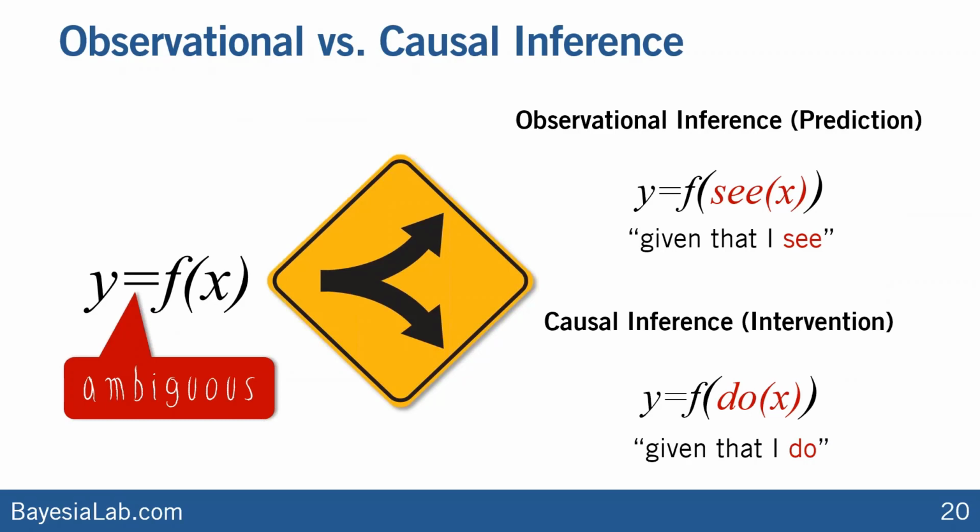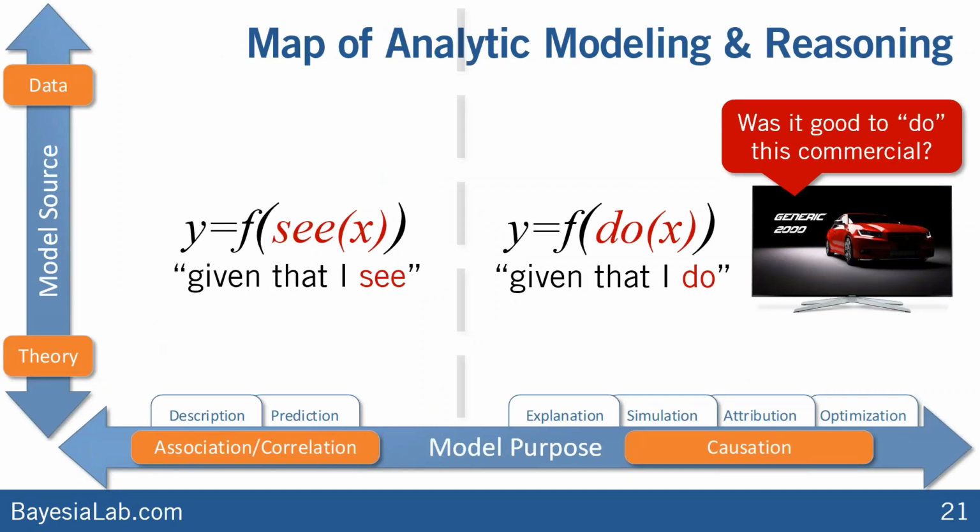It can refer to, given that we see, y as a function of us seeing a value of x that was assigned by nature. That is observational inference or prediction, which is totally different from us performing causal inference, from us evaluating y as a function of actively doing x, where we assign a value x of our choosing, that is, given that I do. Now let me put these concepts into our map of analytic modeling that you've probably seen many times before. Now we have given that I see on the left side, that is association, correlation in terms of model purpose, and then on the right side we have given that I do, which relates to causation.